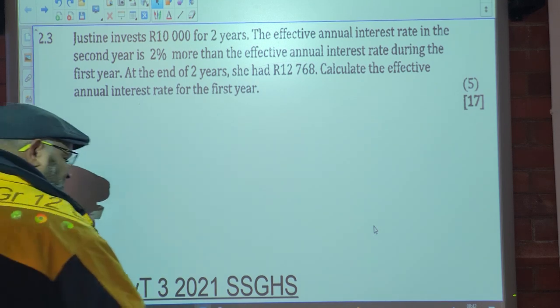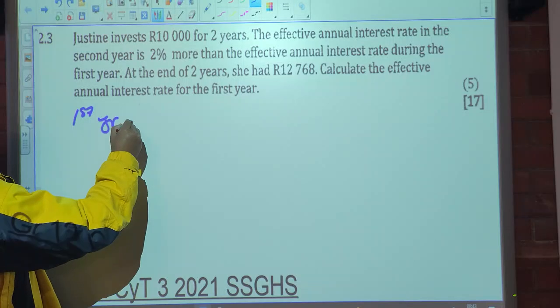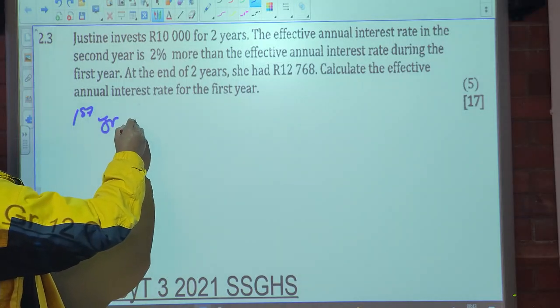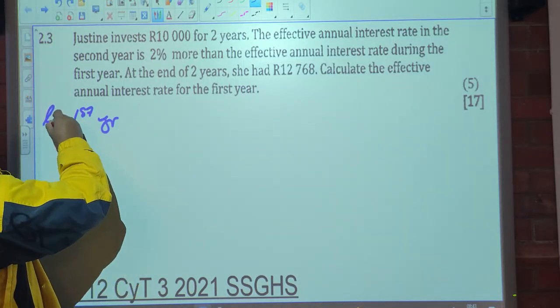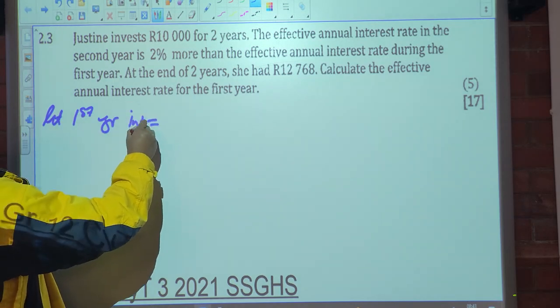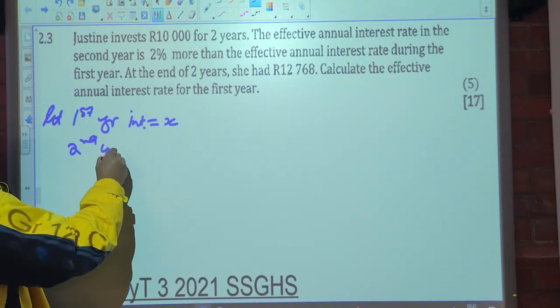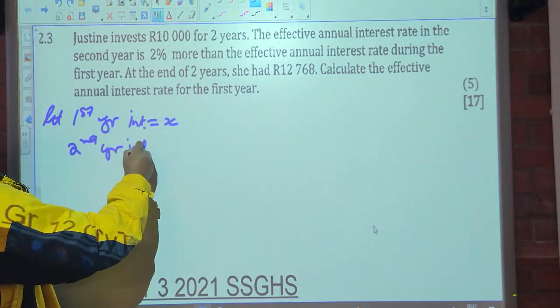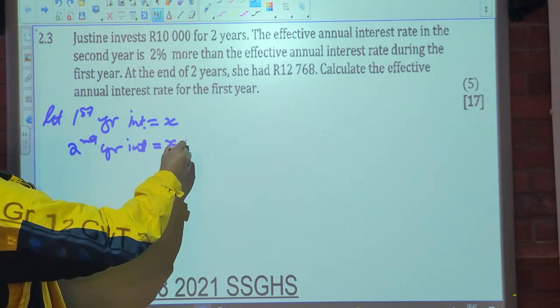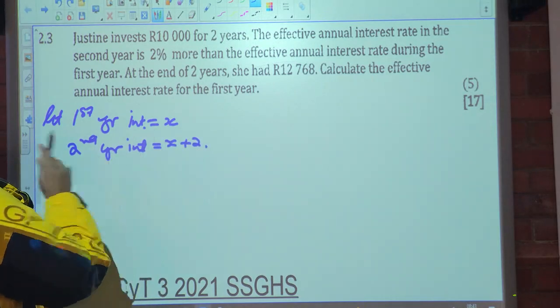So if you make the first year, so you say let the first year interest equal, say X. And then the second year's interest would be X plus 2.